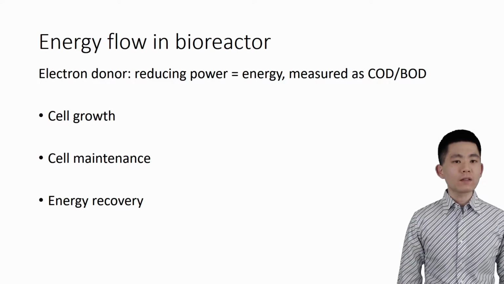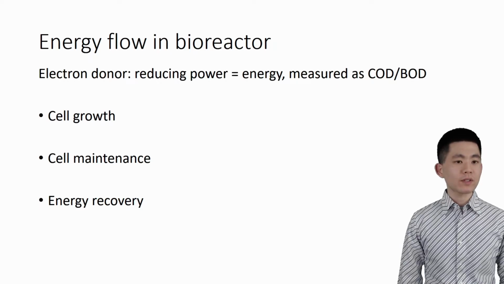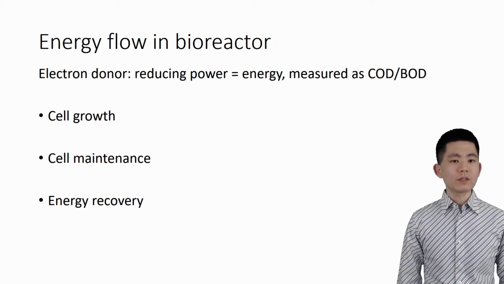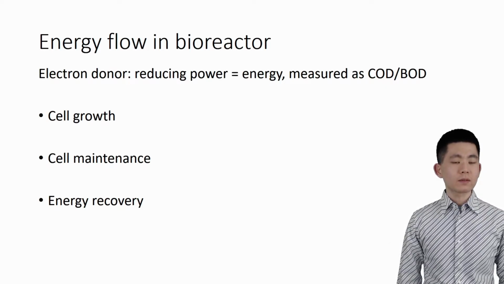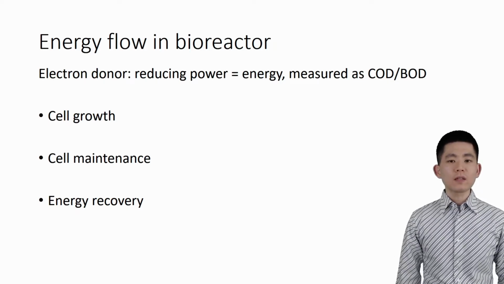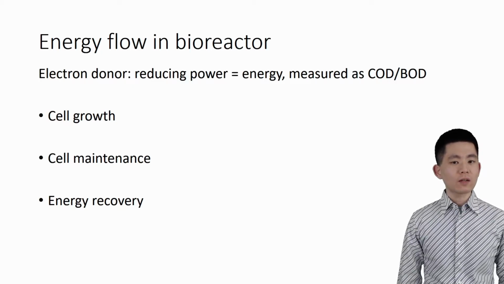One of the commonalities in biological processes is the flow of energy. The electron donors contain reducing power, which can be used to generate energy. When it reacts with the electron acceptor, energy is released via oxidation-reduction reaction. Such energy is used for cell growth and cell maintenance. In some cases, like during anaerobic digestion, the reactor end product, methane gas, can be collected for energy recovery.